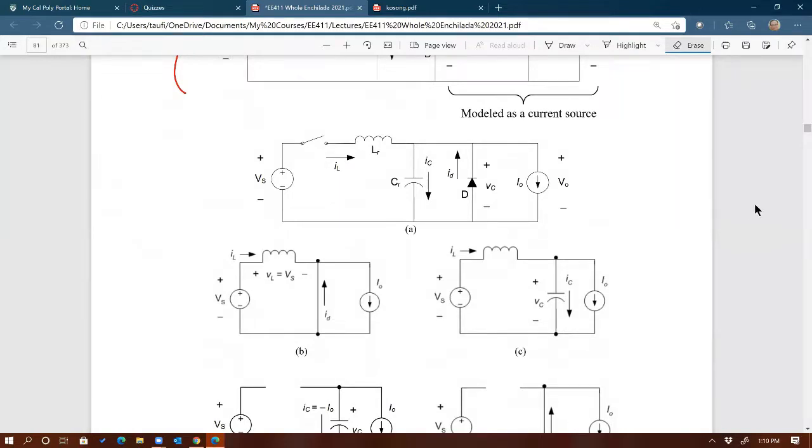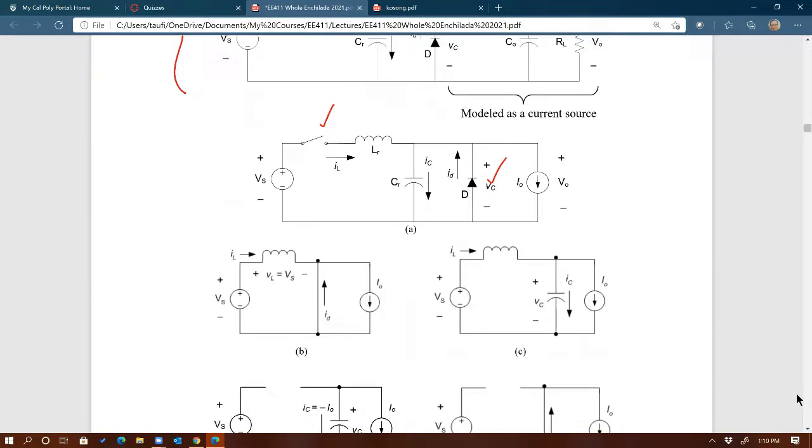Next, let's see. We have two different switches here, right? The main switch, and the diode. In EE411, when we talked about a buck converter, do you remember how many states of the circuit you have? How many states of the circuit do you have in a regular buck converter?